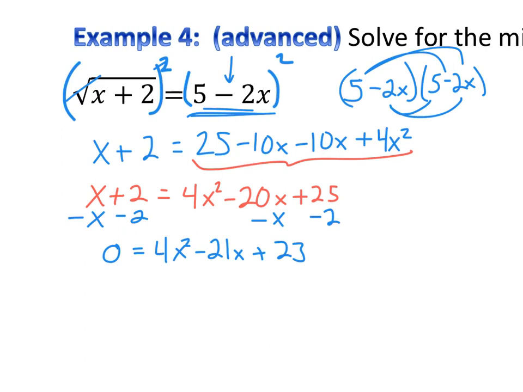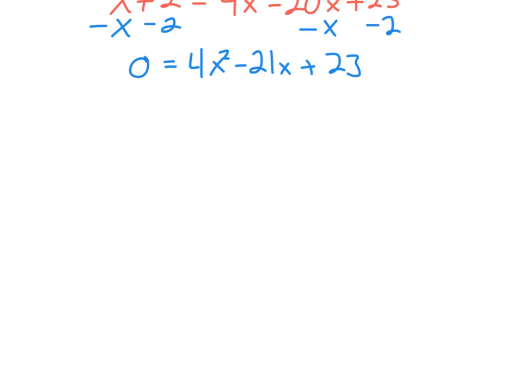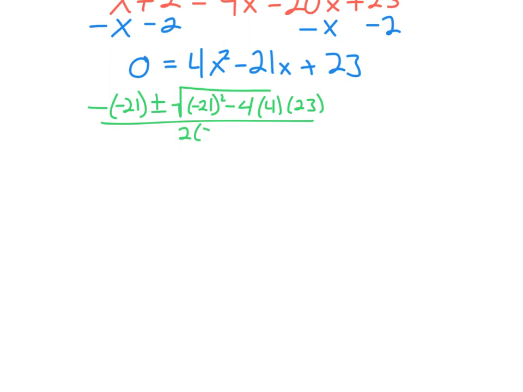So first times last, just trying to factor. 4 times 23 is... Actually, I don't think zero product property is going to work now that I try that. So I'm just going to try quadratic formula. I'm not sure zero product property will work. So negative b, so negative 21... wait, positive 21, plus or minus the square root of b squared minus 4 times a, which is 4, times c, which is 23, all over 2 times a, which is 4.